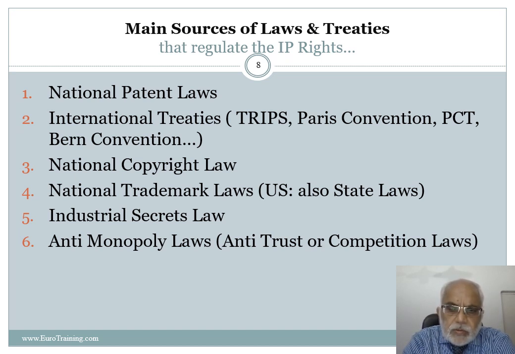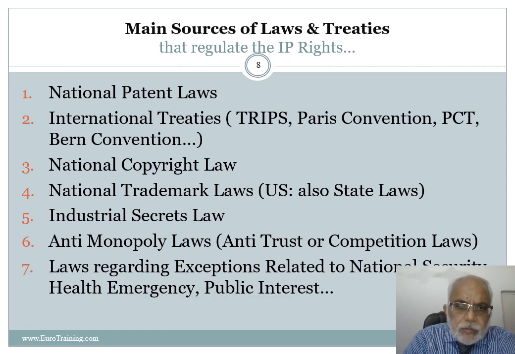So this will lead to certain acts that might be considered as antitrust or against competition, not allowing competition. So every country has its own anti-monopoly laws, which talk about what sort of things businesses cannot do, and if they do it, they will be penalized by law. So these are anti-monopoly laws.